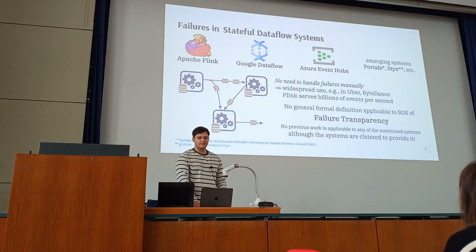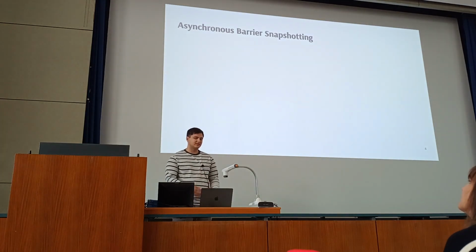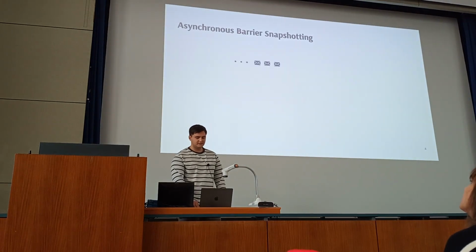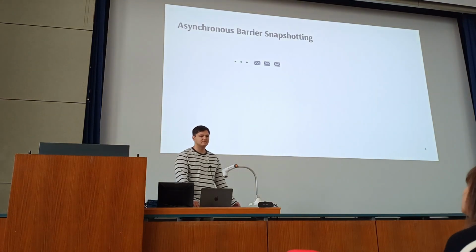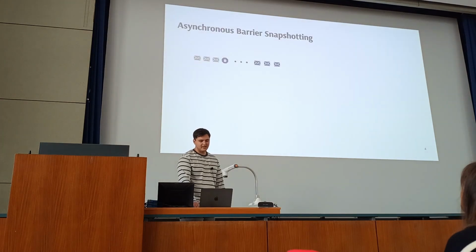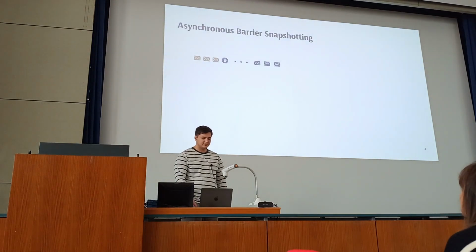Okay, so the key algorithm used in stateful dataflow systems to handle failures is known as asynchronous barrier snapshot. And it works like this. Each stream of messages is separated into what are called epochs, essentially just sets of messages, by a special type of message known as a barrier, depicted like this. And the algorithm itself consists of 4 steps.